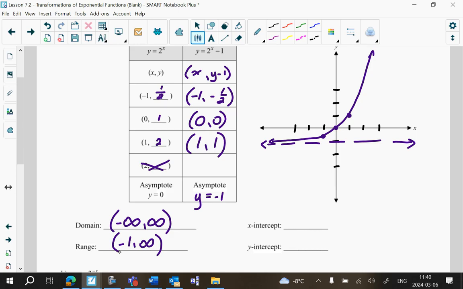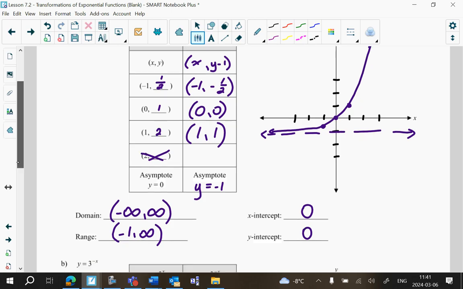What's the x-intercept? 0. What's the y-intercept? Sorry, 0. It's set on 1. 0 and 0. Good. Okay. Next one.